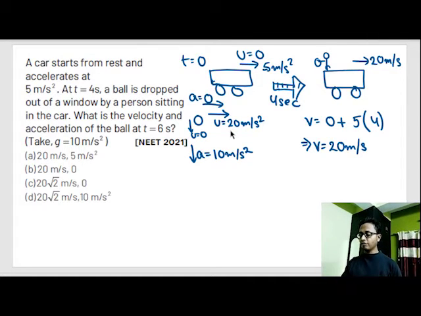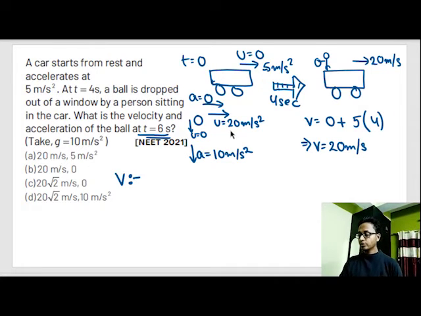Now let's solve vertical component and horizontal component separately. Vertical component represented by v. u is equals to 0, and the question is saying at t is equals to 6 seconds. At time t is equals to 0, I started the stopwatch. At t is equals to 4 seconds, he threw the ball, and at t is equals to 6 seconds, they are asking what is the velocity of the ball. That means 2 seconds after throwing the ball.